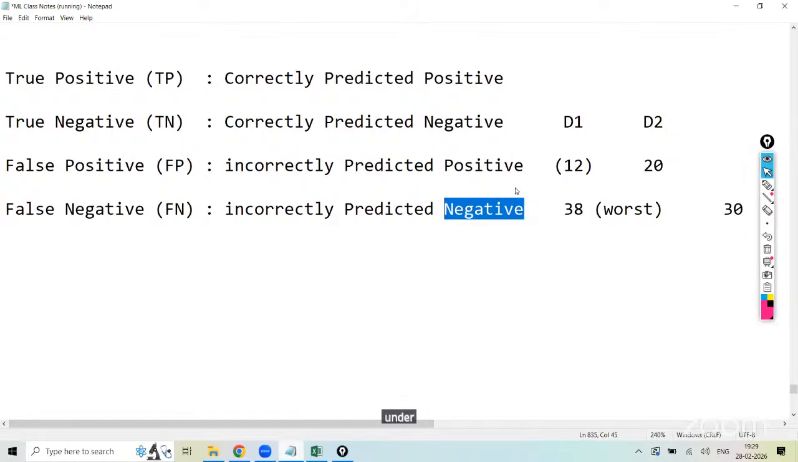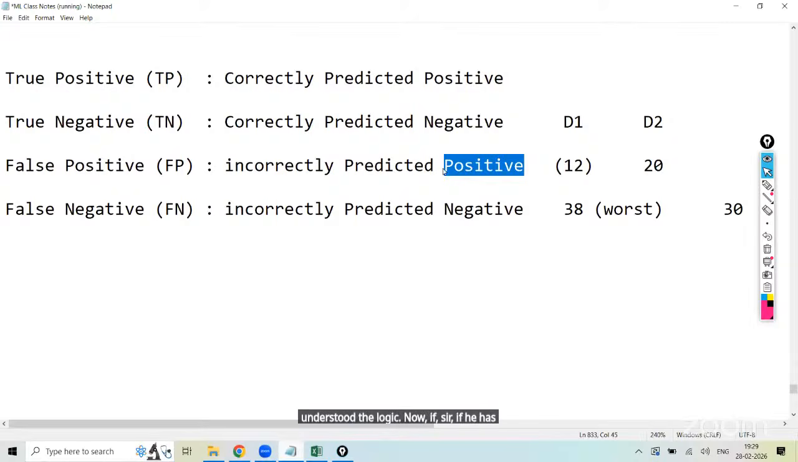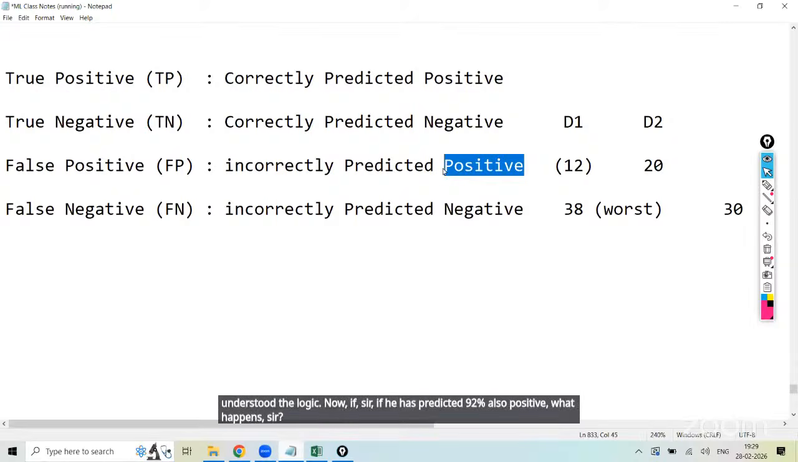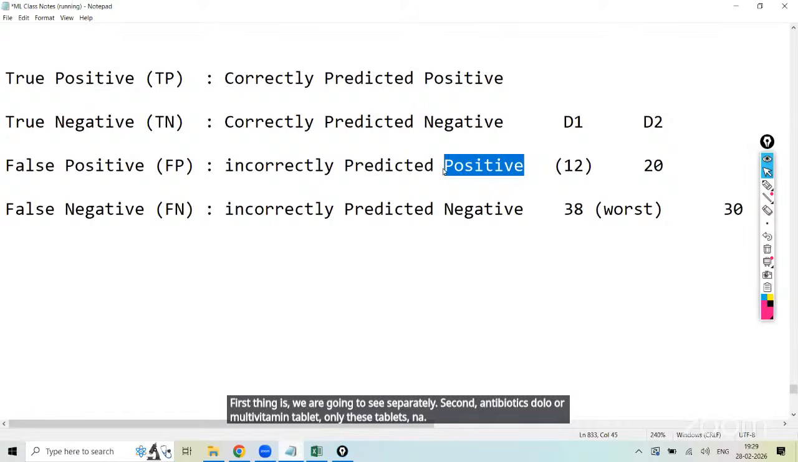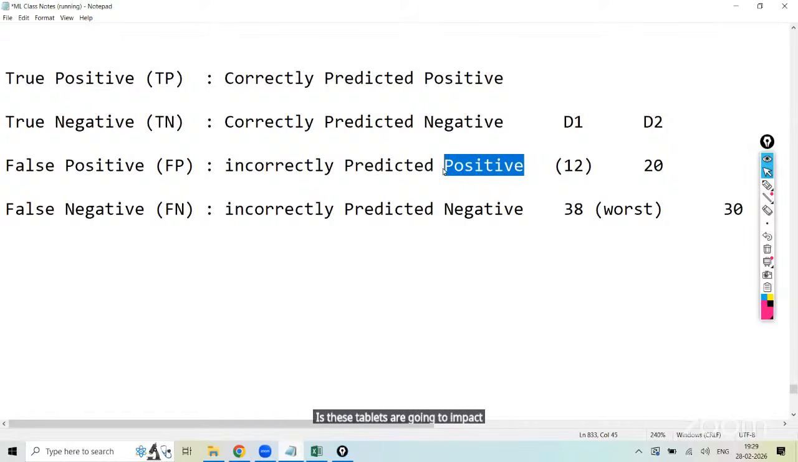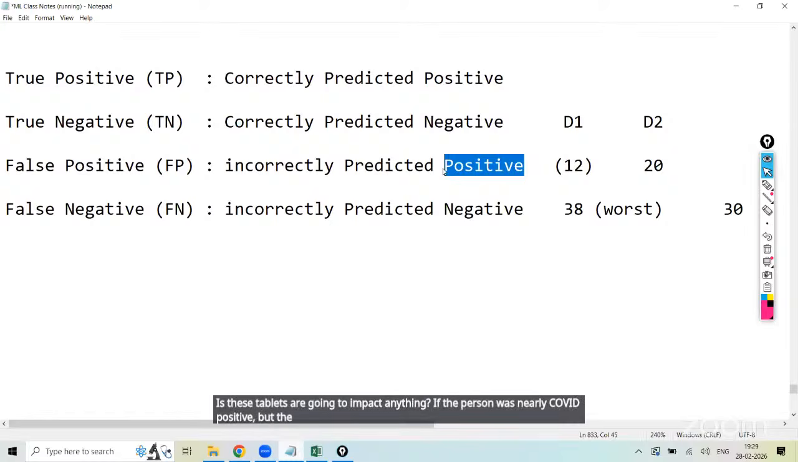Understood the logic? Now, if he has predicted negative persons as positive, what happens, sir? For example, you are not having COVID, but the doctor has predicted COVID is there. What is the maximum loss we are going to have? Quarantine, first thing, we are going to see separately. Second, antibiotics, Dolo or multivitamin tablet. Only these tablets. Are these tablets going to impact anything? If the person was really COVID positive, but the doctor has told that you are not having COVID, go outside happily.